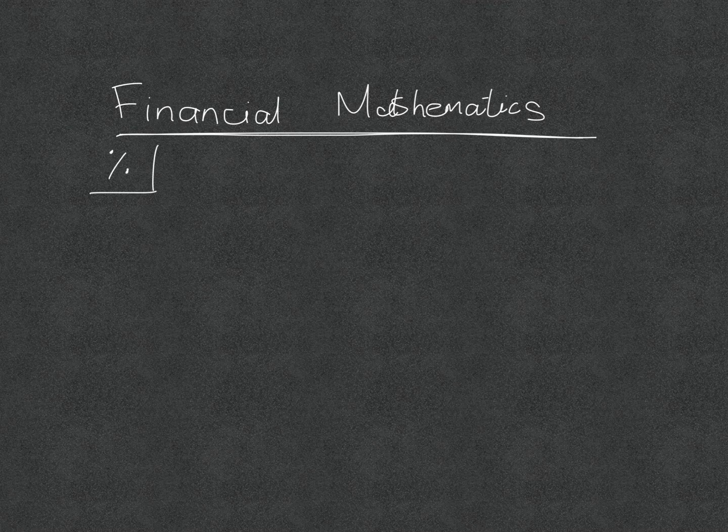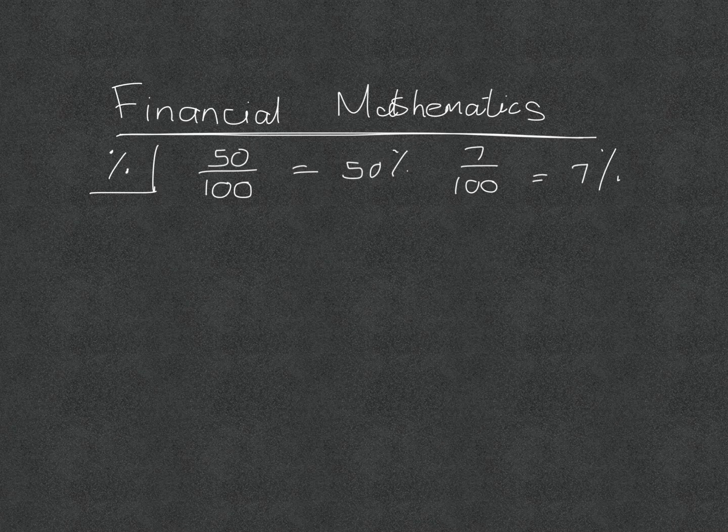So percentage, you will remember, is just a special fraction where the denominator is 100. And then you have a top value of whatever the case may be. So it's very important that you understand that 50 out of 100 equals 50%. 7 out of 100 equals 7%. This is a key aspect of financial mathematics that you have to understand really, really well.